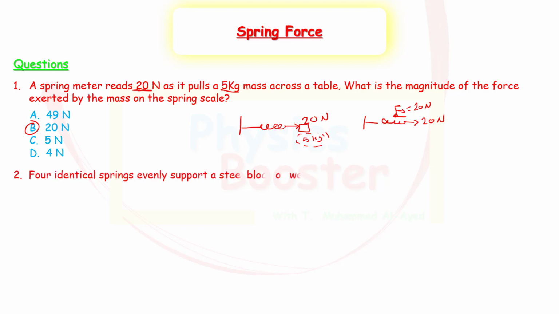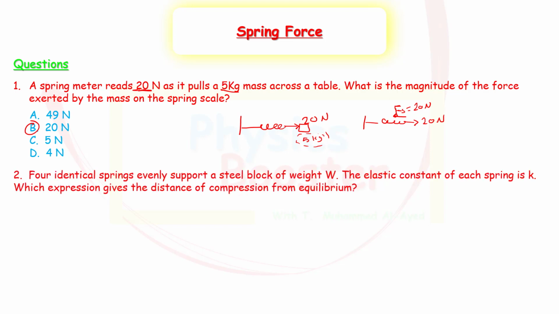Next question. 4 identical springs evenly support a steel block of weight W. The elastic constant of each spring is K. Which expression gives the distance of compression from equilibrium? Now I can say that the force inside the spring is equal to K multiplied by delta L. Now he's asking which of these expressions will give the distance. So I can say that delta L is equal to Fs divided by K. Now, what is the force and what is K?